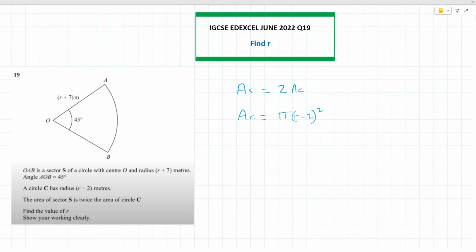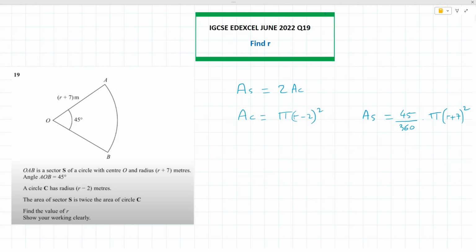So next we need to figure out the area of the sector, and for the area of the sector it's given to you by 45 degrees, so 45 degrees out of 360. That's probably the most important part to know how big the piece of the circle is. And then we have pi times the radius squared. So again, since we're doing the area, we can say pi times the radius, which is r plus 7, and then that will be squared as well.